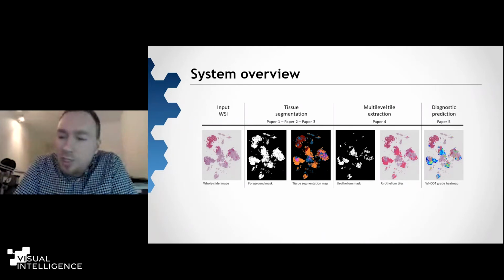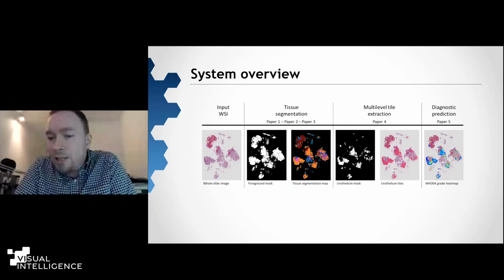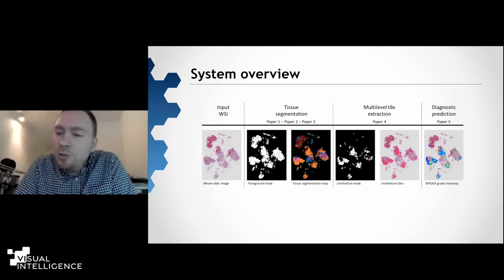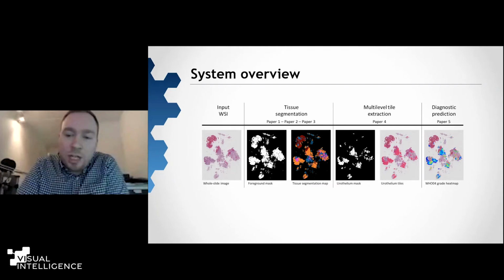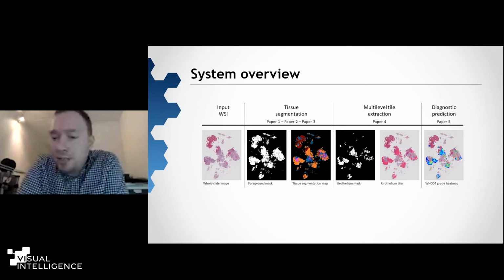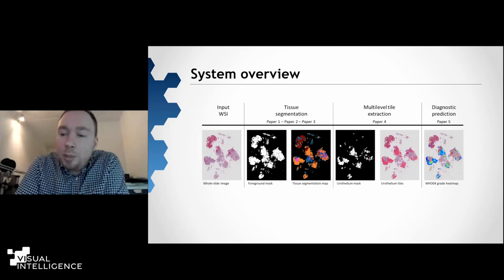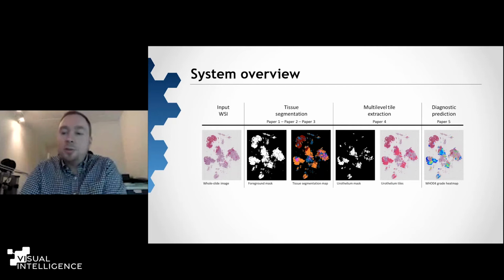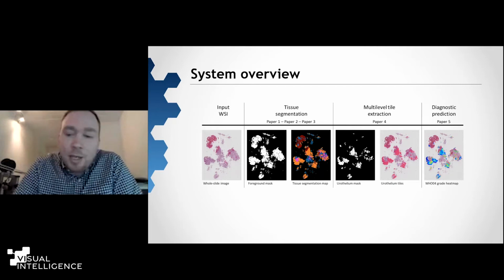First, we start with a tissue image from a bladder cancer patient as input. Then we use a tissue segmentation system we have proposed to find all the tissue in the image. Next, we will use a system to extract tiles from multiple levels in the image from the diagnostically relevant areas. Finally, we have a diagnostic model which will predict the grade of the extracted tiles. The output consists of a grade heat map and also a slide level grade.